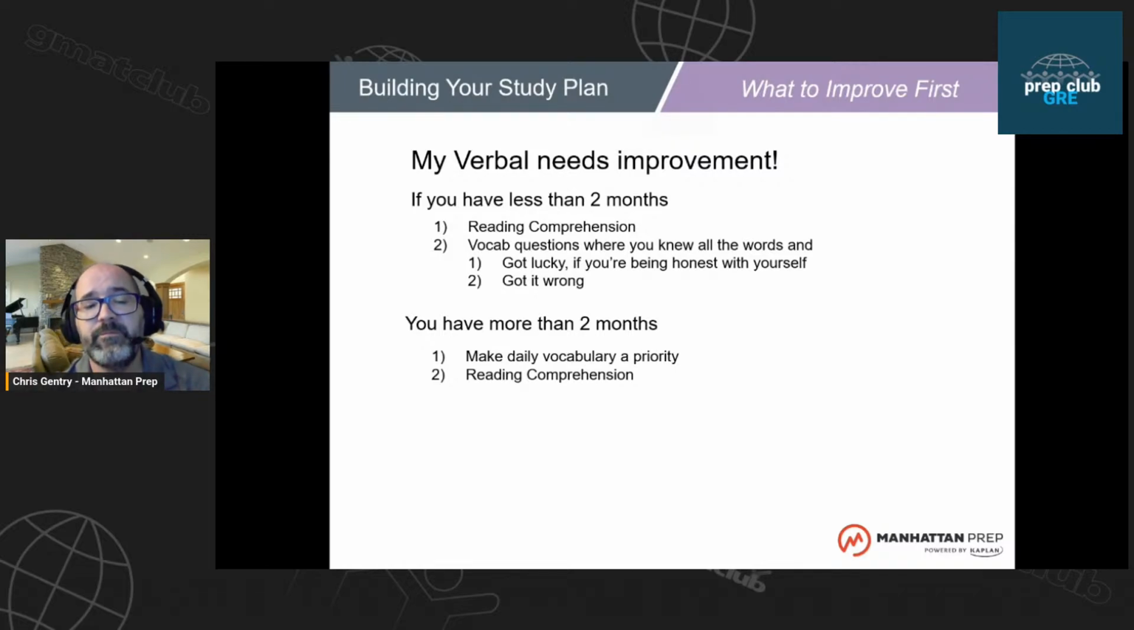Start with the official guide. When you have that done, then go to any private company's word lists. Then, as you're making vocabulary a priority, intersperse that with reading comprehension studies. That's the idea if you've got more than 2 months.